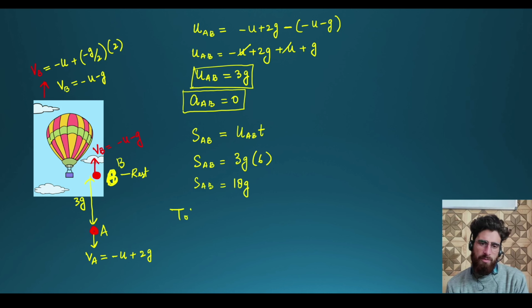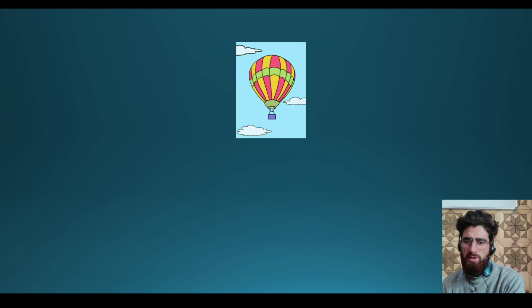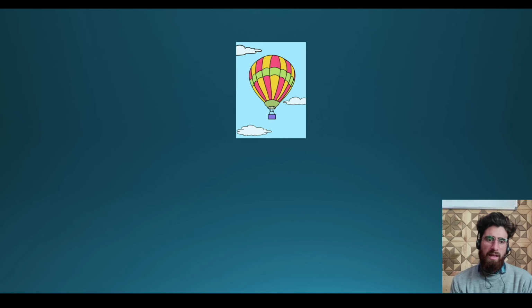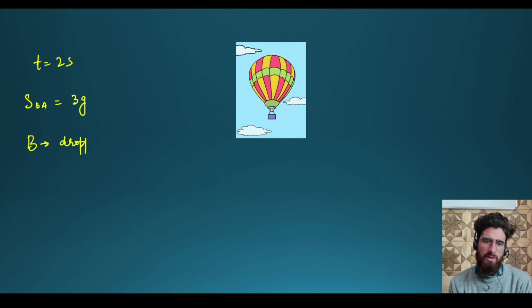What's the total separation? You need to focus on one thing. Particle A was dropped, okay, and at time t equals 2 seconds, the separation of the balloon with respect to particle A was 3g. After time t equals 2 seconds, particle B was dropped. And in those 6 seconds, the particle A and particle B that were already separated by 3g distance are separated by the distance equal to 18g.